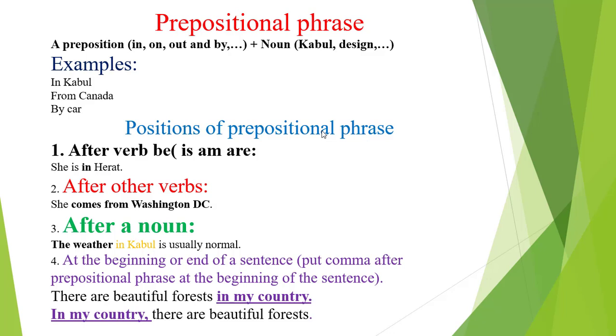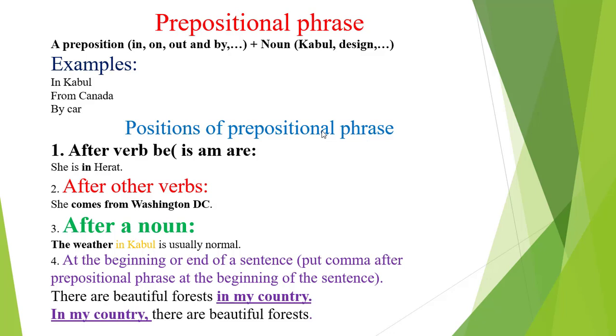Okay. In Kabul, this is a prepositional phrase. From Canada is a prepositional phrase. By car is a prepositional phrase. Okay. Positions of a prepositional phrase: you can use it after the be verb. For example, she is in Herat. In Herat is a prepositional phrase. Okay. After other verbs: she comes from Washington D.C. Comes from Washington D.C. is after other verbs. We have come, which is not a to be verb. After that we have a prepositional phrase.